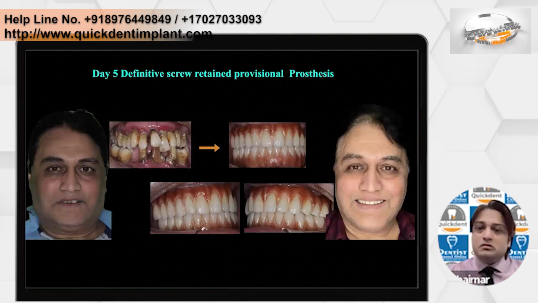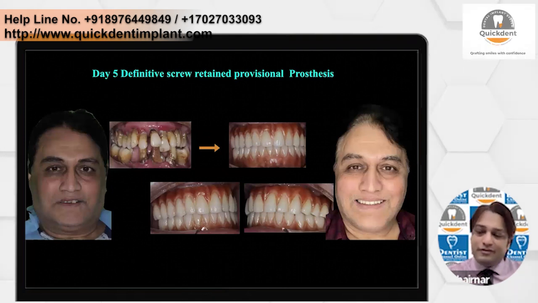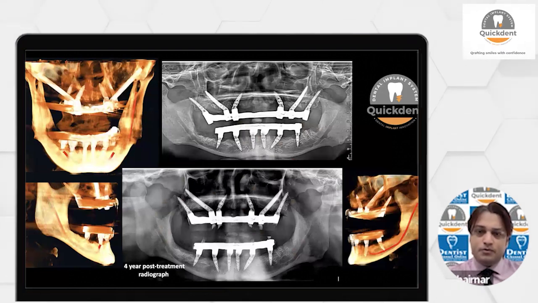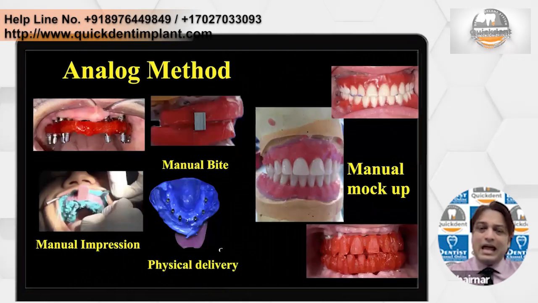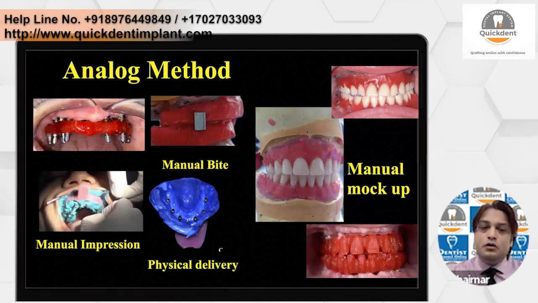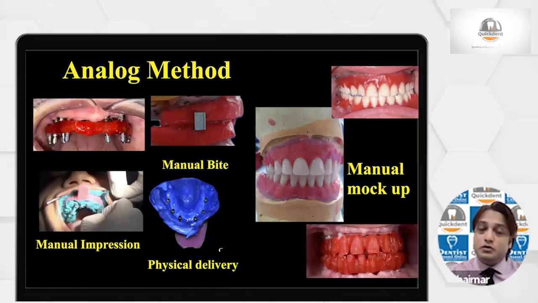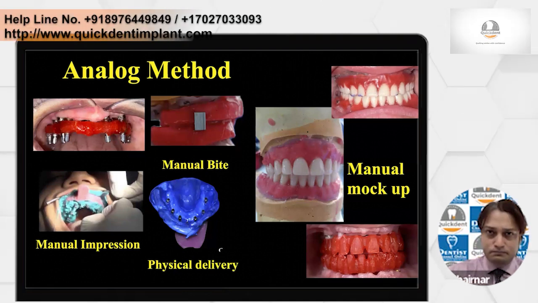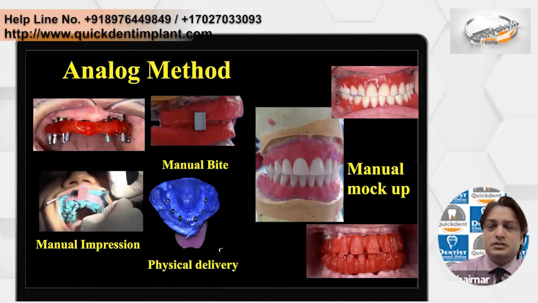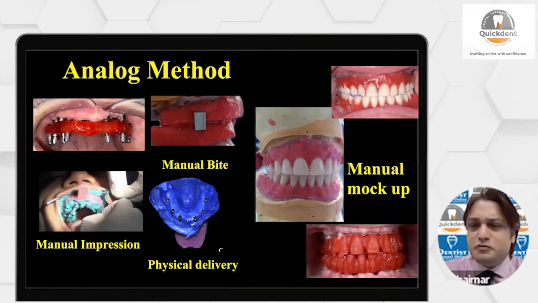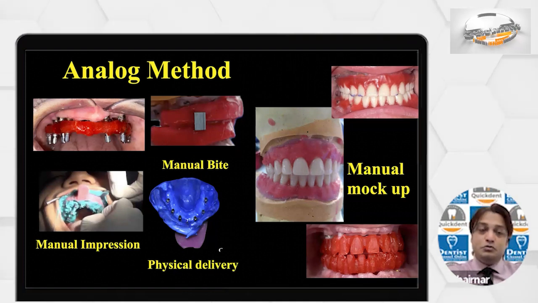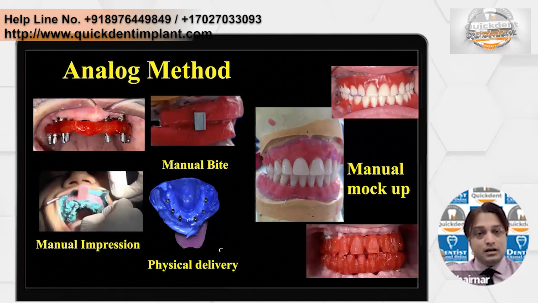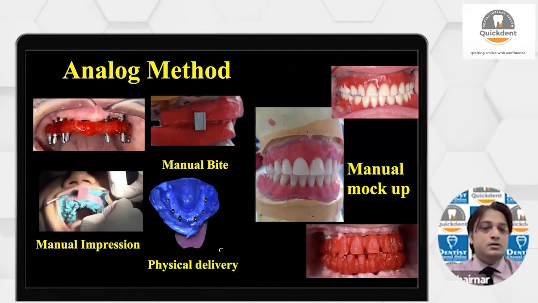This is what we used to do 4-5 years back. Okay, this is the almost 4 years follow-up of the patient. It's fantastic. Now what happened in the analog method, we have to do manual impression. So it's not easy. In order to take one impression, it takes around 15 minutes for an experienced person and maybe around 30 minutes for a newbie, right? It's not very easy to take a full mouth impression, especially when 6 implants are there. 4 implants is still easier, but 6, back into the pterygoid, it's not very easy.